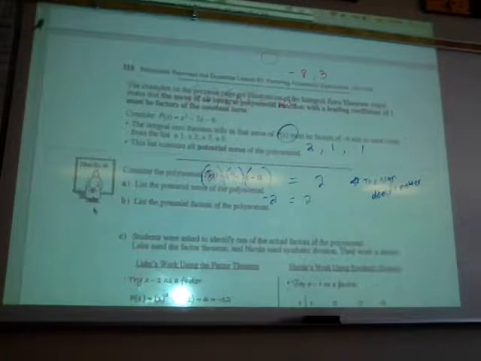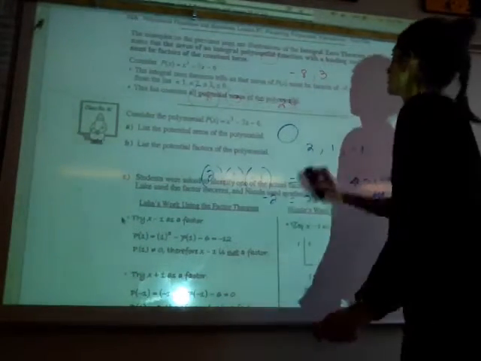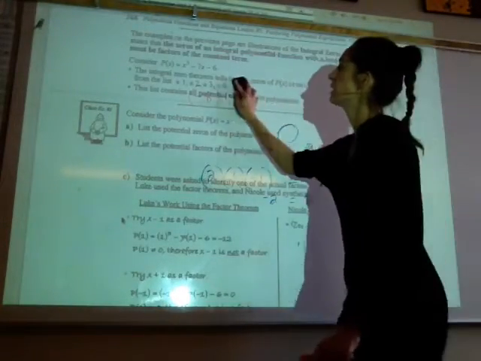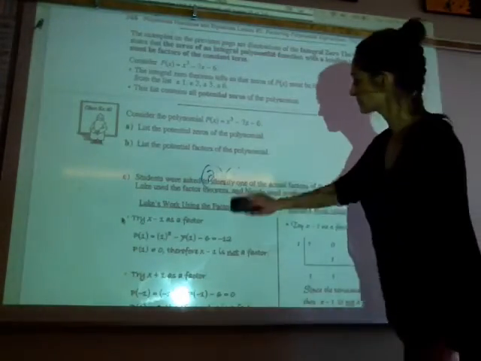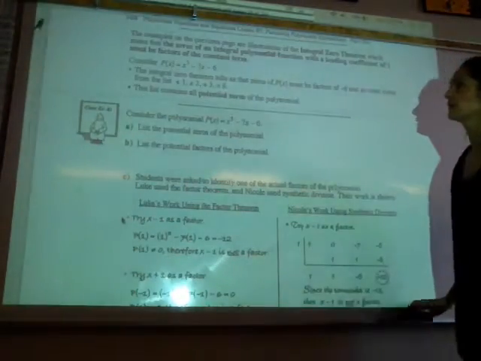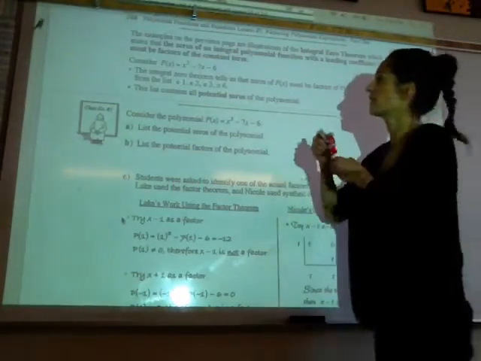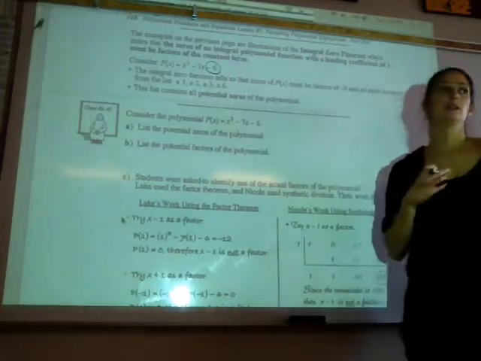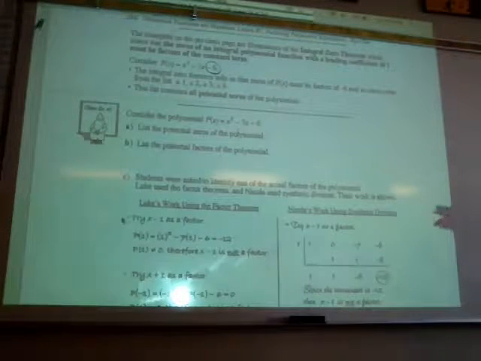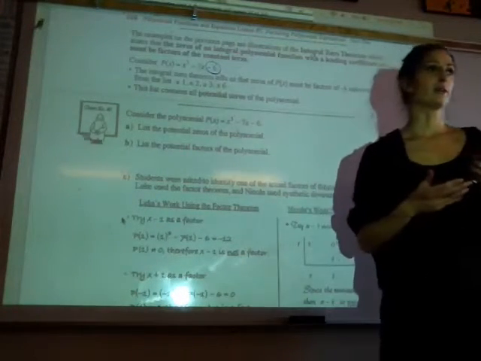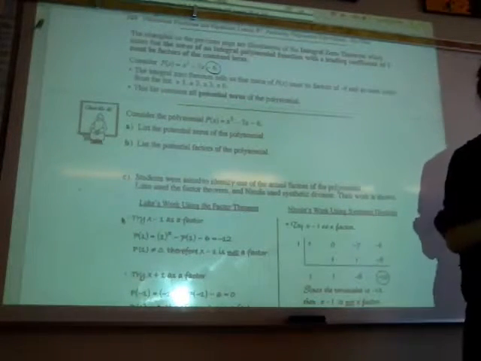So the integral zero theorem basically states that the zeros of an integral polynomial function with a leading coefficient of 1 must be factors of the constant term. Okay, so for example, if we had x cubed minus 7x minus 6, we would take a look at our constant and we would develop a list of possible factors. So numbers that multiply to 6. So 1 times 6, -1 times -6, 2 times 3, -2 times -3.